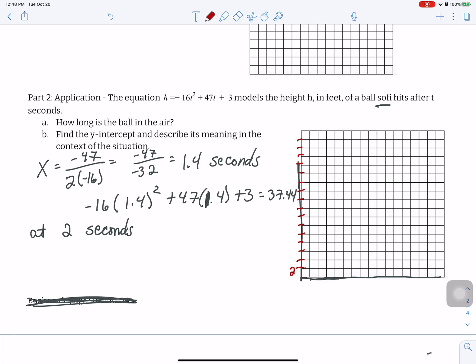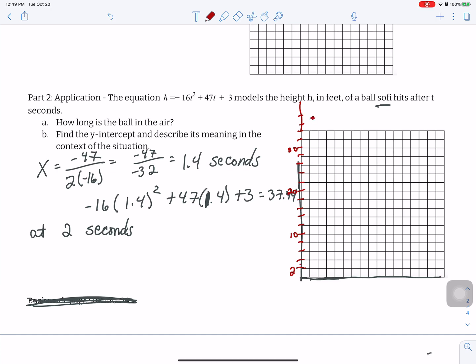2, 4, 6, 8, 10, 20, 22, 24, 26, 28, 30. Oh, I was so close. 32, 34. We're going to extend it. 32, 34, 36, 38. So we're getting pretty close. At 1.4 seconds, we are going to be up here at that 37.44.